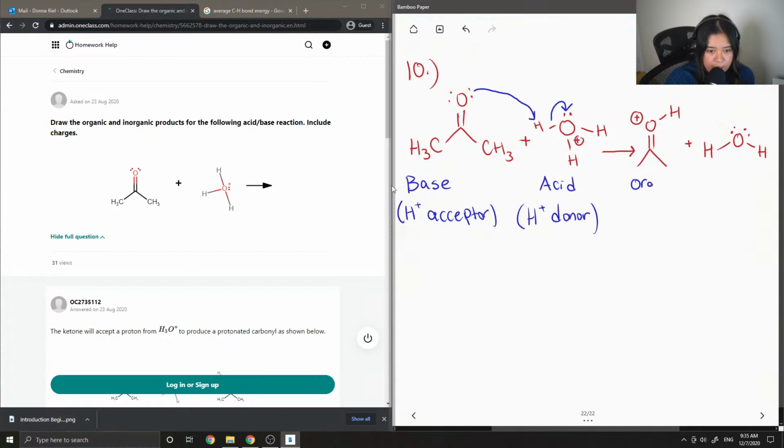So this is our organic product. And we know this because it contains carbon. And a water molecule does not contain carbon, so this is our inorganic product.